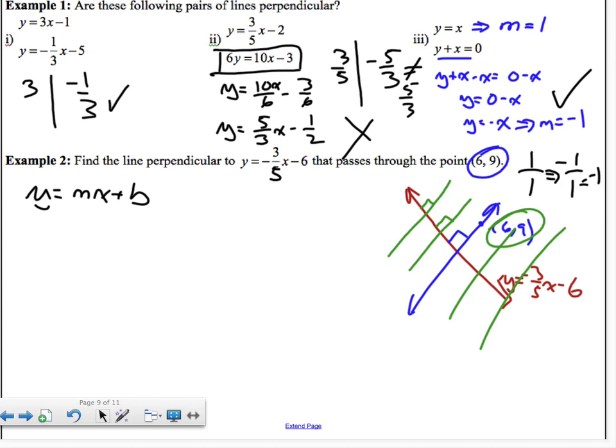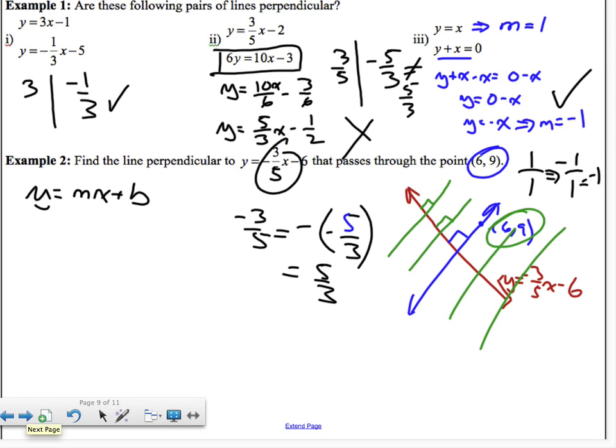Yeah, so we want to take the negative reciprocal of this. So when we reciprocate negative 3/5, we get minus 5/3. Take the negative of that, we just get 5/3. So that's the slope of this line. So we've got half the problem solved. We've got the slope. How do we get the y-intercept now?